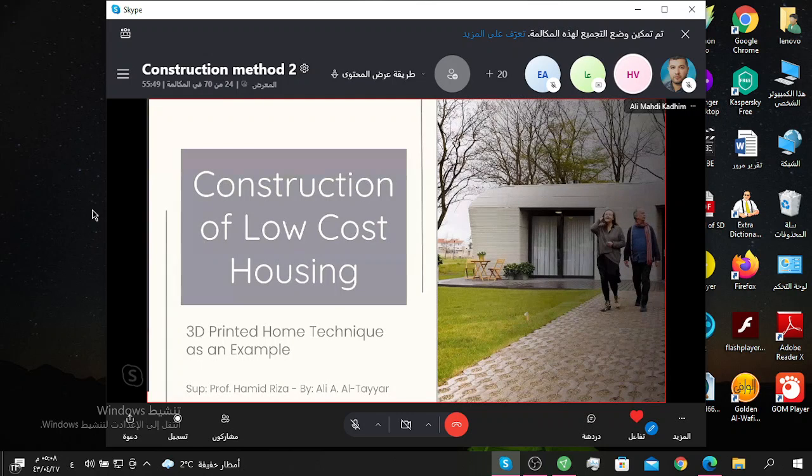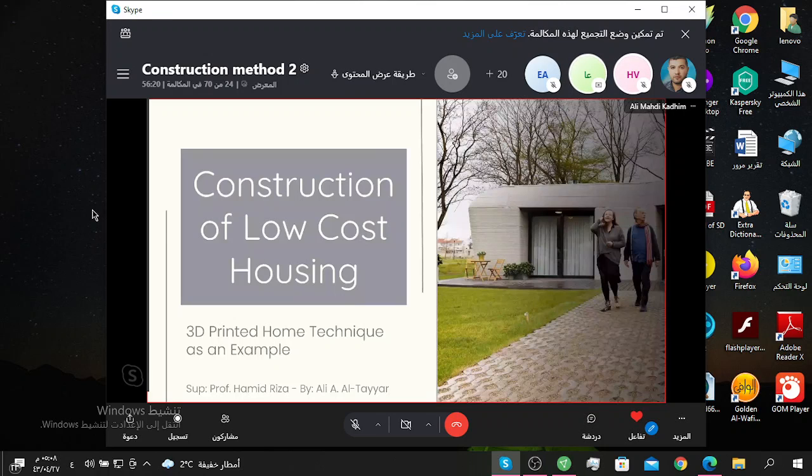Please explain about your presentation about construction of low-cost housing. Construction of low-cost house. I took an example for 3D printed home technique exactly. You just have 25 minutes for your presentation. Please organize the time and timetable to give the better story of your presentation.